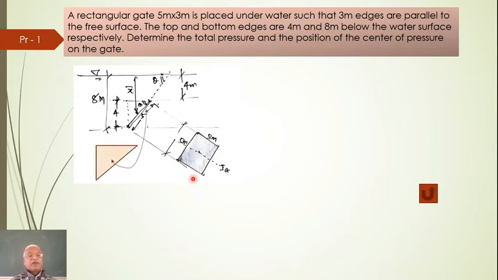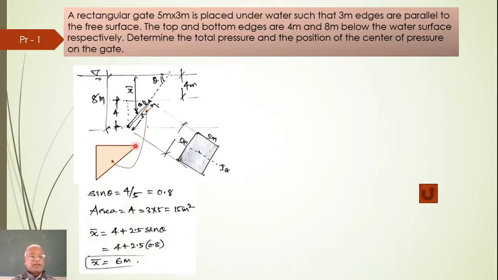We'll see quickly. That triangle will have 5 meters this way, 4 meter this way, theta over there. Sine theta will be opposite side upon hypotenuse, which is 4 by 5. Sine theta value directly is 0.8. The area of the figure is 3 by 5, 15 meters square.